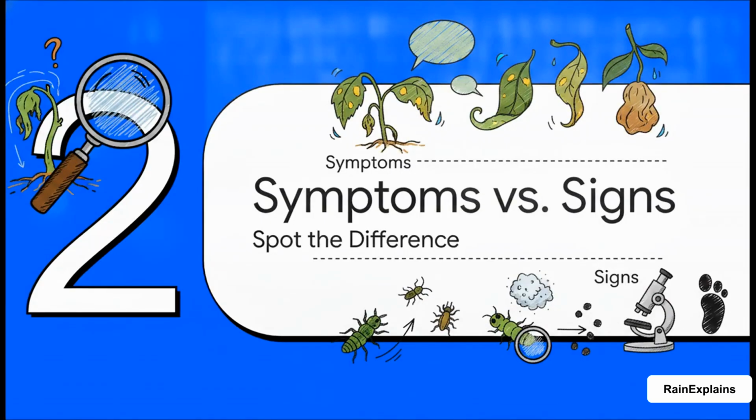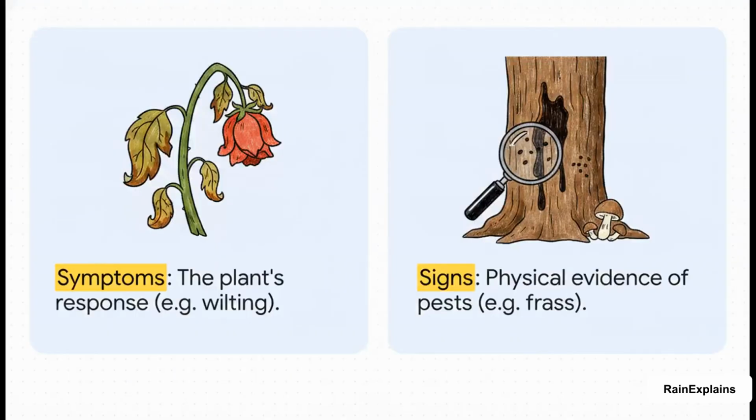Section 2. Symptoms versus signs. Spot the difference. Now, to be a truly great plant detective, we must learn to separate the victim's cries for help from the actual physical evidence left behind by the culprit. There is a massive difference here. On the left side, we have symptoms. This is just how the plant reacts to a problem, things like wilting, leaf scorch, or yellowing leaves. It's a literal cry for help.